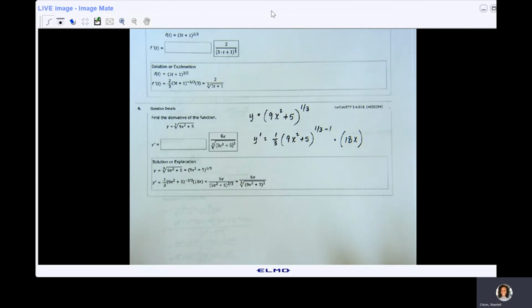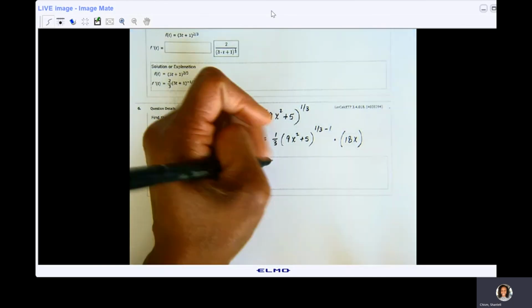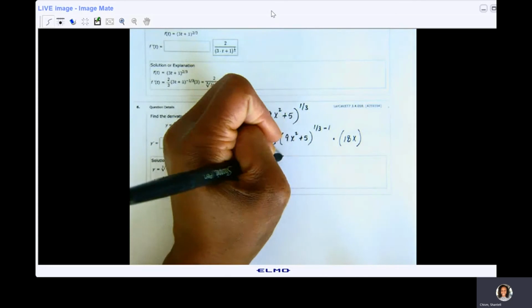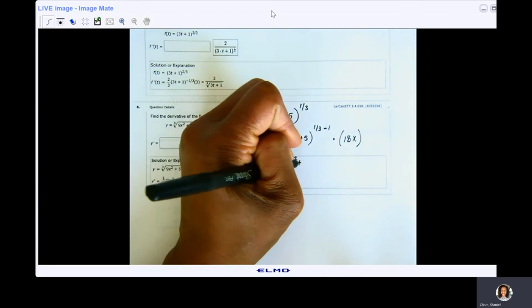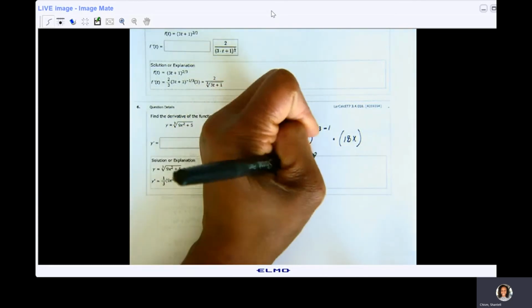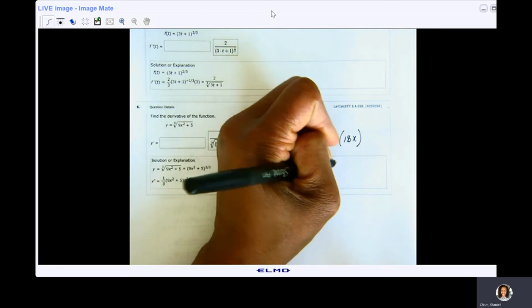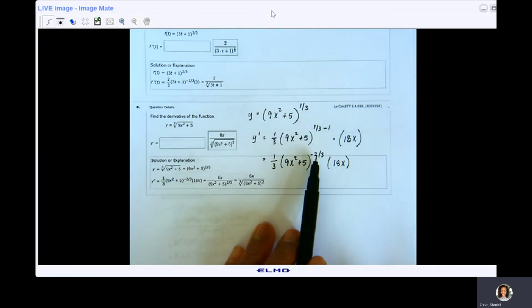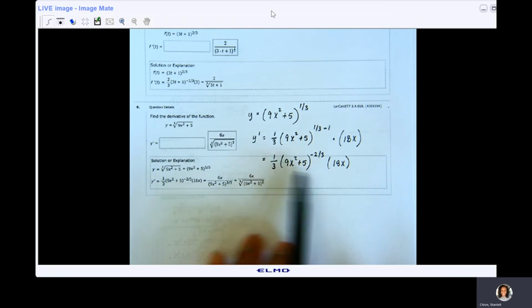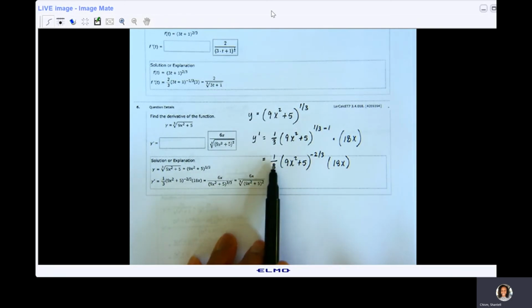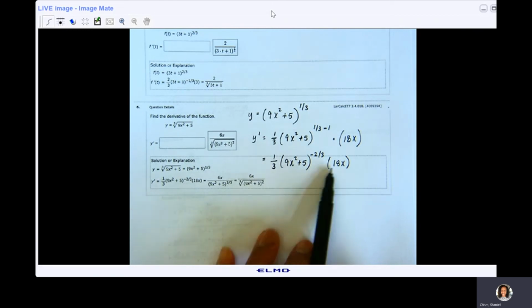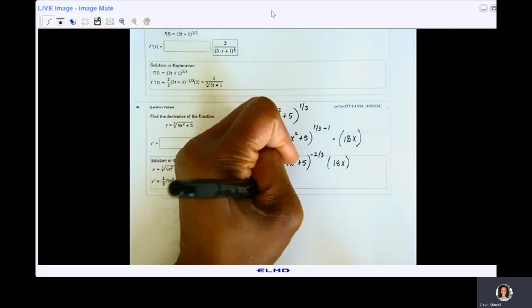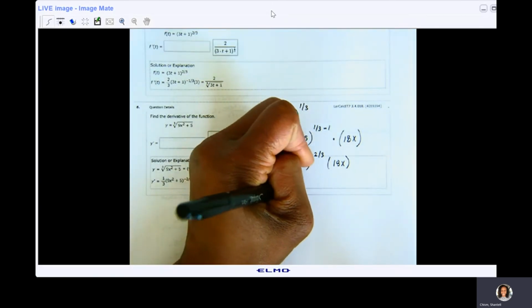Okay. So of course you would clean this up. So we got 1/3. This is 9x squared plus 5 raised to the negative 2/3. And then I've got times 18x. Alright. I have to make exponents positive, so that would definitely go to the bottom. And I'm going to bring the 18x over here with the 1/3 because I think that'll reduce. 3 goes into 18 6 times. So I'm going to write that together.